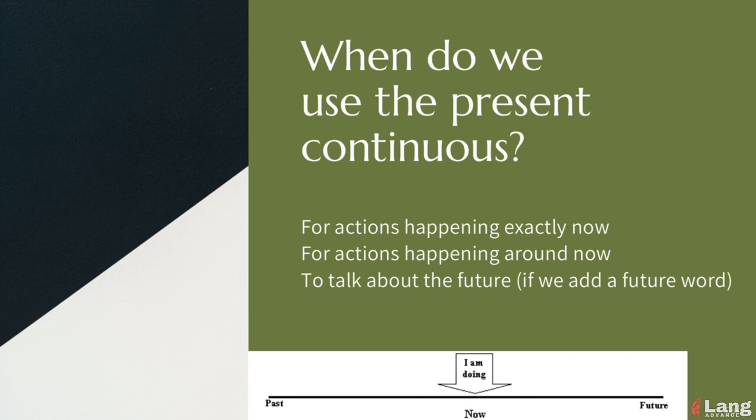Maybe the most important question that we have to answer is, when do we use the present continuous? There are three basic situations. First, for actions happening exactly now. Second, for actions happening around now. Third, to talk about the future if we add a future word. Let's look at examples of all three.